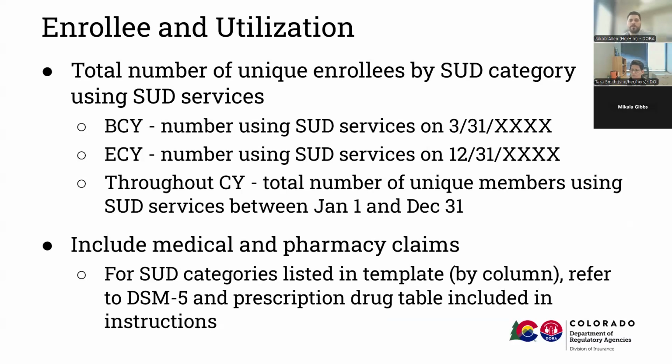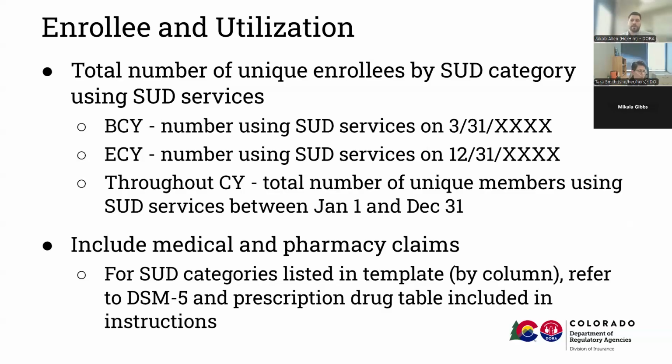For the beginning of the calendar year, as a result of the feedback we received, we changed this date to be March 31st of the applicable calendar year. So in this instance, this will be March 31st of 2025. Again, this is a point in time count of the total unique enrollees using SUD services on that date. And then end of calendar year is going to be the same, where it's December 31st of the applicable calendar year. The throughout the calendar year value is the total aggregate number of unique members that are using SUD services between January 1 through December 31.